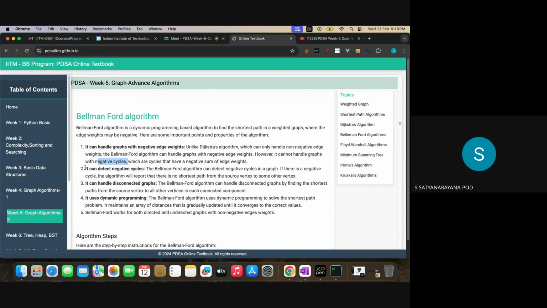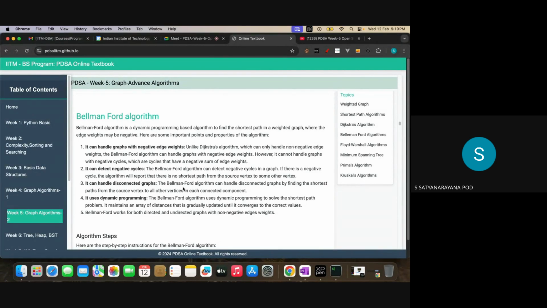So the next one is, it can detect negative cycles. As I said, it works with negative edge weights, and it will detect that negative cycle. I'll show you how it is detected. Maybe one particular example we'll take. Of course, same as Dijkstra's algorithm, disconnected graphs we can also handle, but the source has to be changed. If you have two components, first the source is this, run Bellman Ford, then you take a different source and again run Bellman Ford.